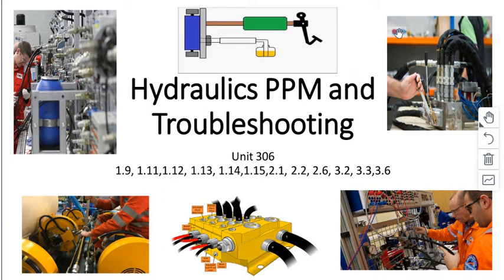Hi guys, this is the third presentation for unit 306, and we're looking at hydraulics, plant preventative maintenance and troubleshooting. The criteria covered are 1.9, 1.11, 1.12, 1.13, 1.14, 1.15, 2.1, 2.2, 2.6, 3.2, 3.3 and 3.6.